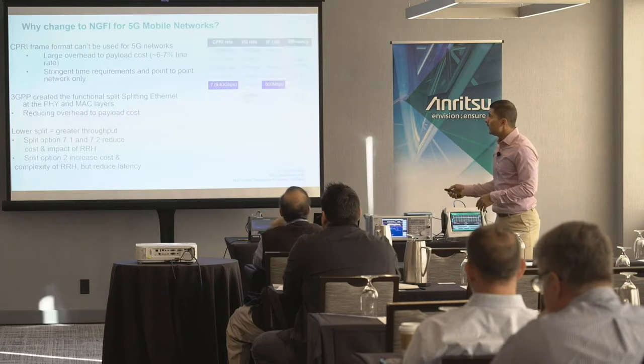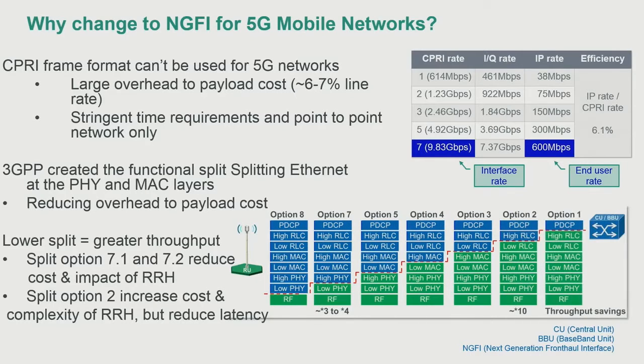So first, why change the NGFI for 5G mobile networks? What's wrong with CPRI? Why can't I just stay with CPRI? Why do I have to change to a new one? The big one, as you can see here, has to do with the CPRI rate, the IQ rate, and the IP rate. The IQ rate is always going to be there. The IQ is that of your RF data, and that's not going to change.